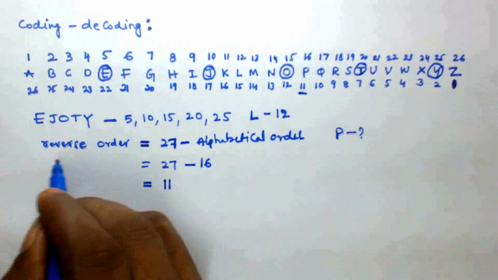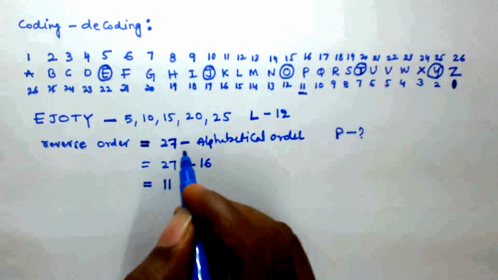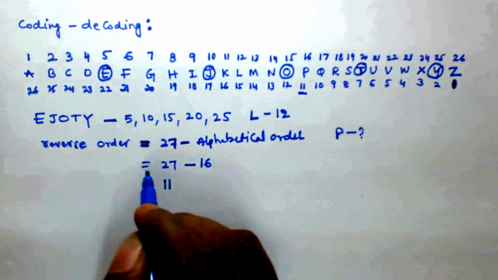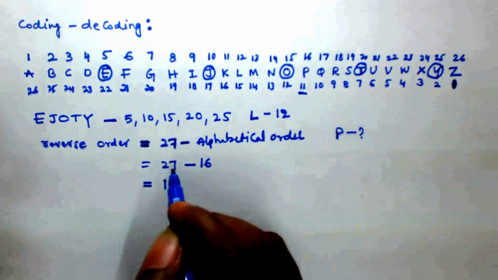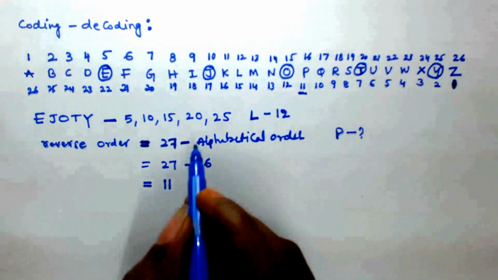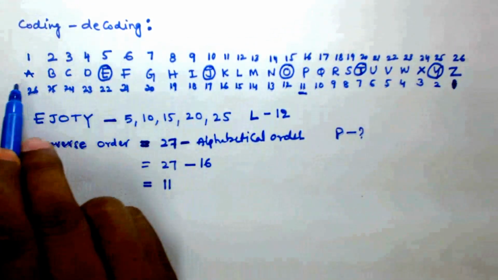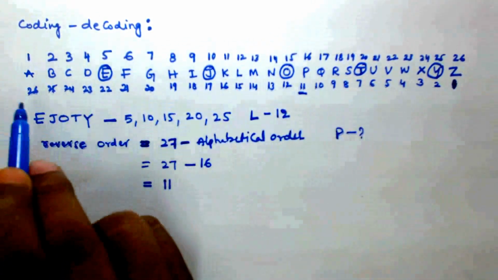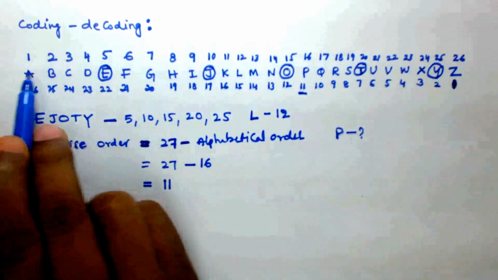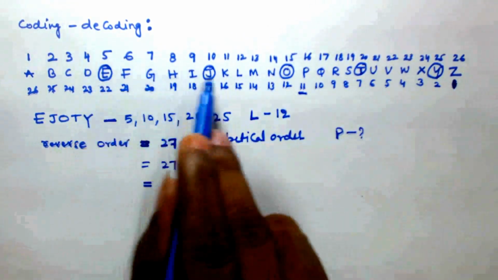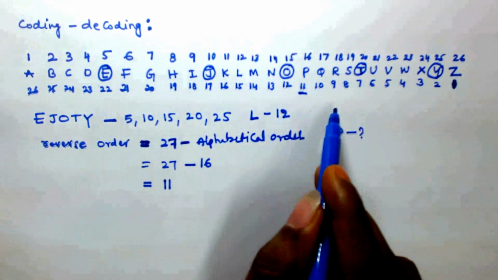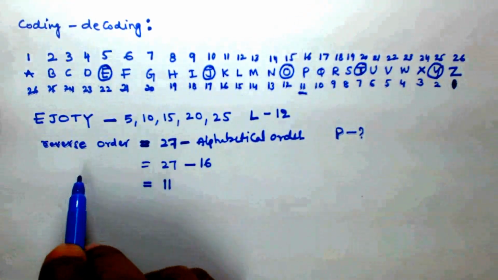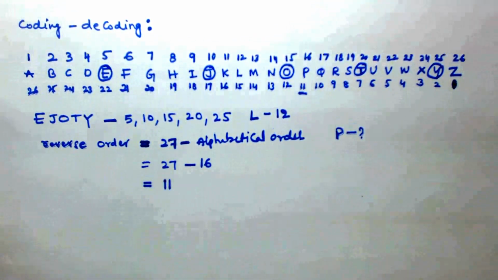So whenever you want to find the reverse order of a particular alphabet, you have to subtract its alphabetical order from 27 and you will get the reverse order. Okay, I hope you got this one. For coding and decoding purposes, you need to remember the alphabetical order of A to Z and the reverse alphabetical order of Z to 1. How do we remember the alphabetical order? Using the EJOTY rule. How do we get the reverse order? 27 minus the alphabetical order will give the reverse order. Now let's see one question based on this.